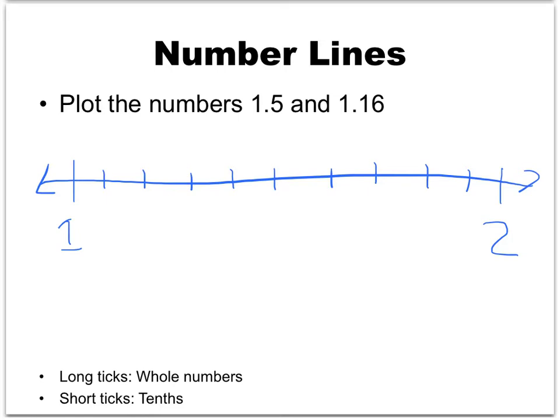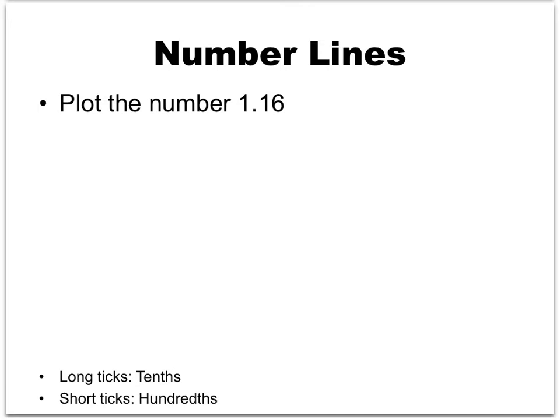1.5 goes right in the middle. So we're going to put a dot there right at 1.5. And then 1.16 is going to go somewhere about halfway between 1.1 and 1.2, or just a little bit past halfway. So we'll put a dot there, see if I can make that a little bigger. And so now we'll label that as 1.16. So that picture is a little bit easier to read. We zoomed in a little bit, and so we can see things a little bit better. But now let's plot just the number 1.16.